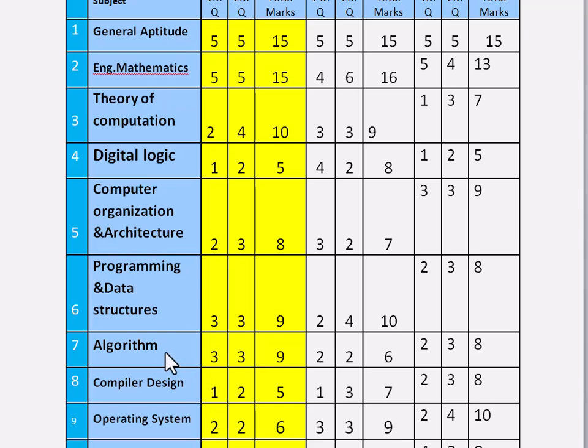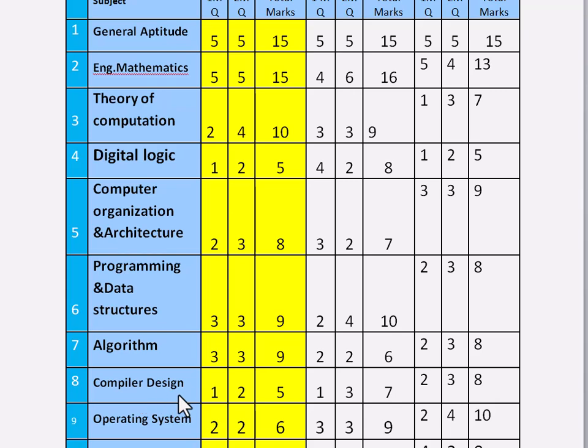Next, algorithm subject. In 2022, 1 mark questions are 3, 2 mark questions are 3, total marks are 9. And in 2023, 1 mark questions are 2, 2 mark questions are 2 and total marks are 6. In 2024, 1 mark questions are 2, 2 mark questions are 3, total marks are 8.